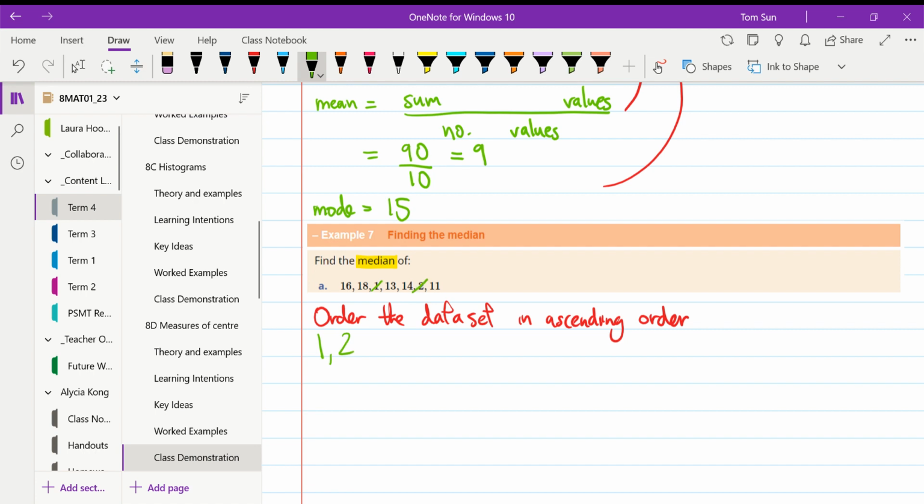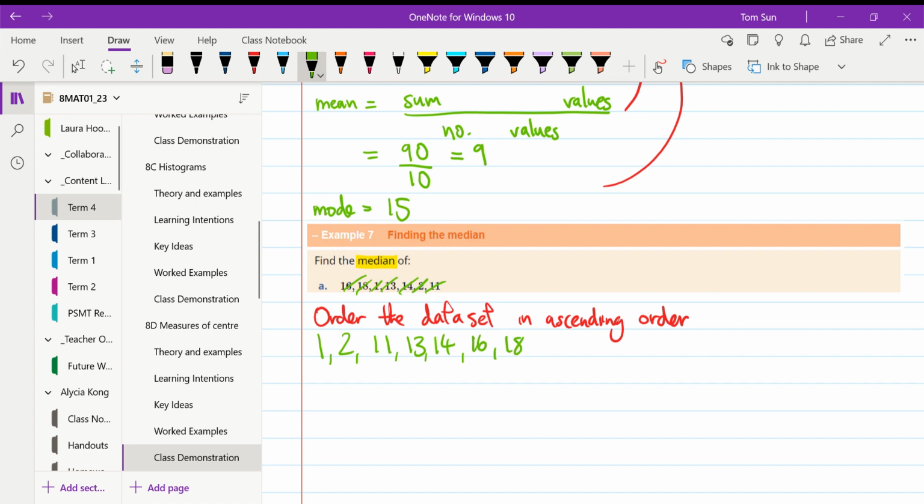Then I put the 2, because that's obviously the second smallest. Then I put the 11, because that's the third smallest. Then 13, then 16, then 18. And I'm done. I've ordered the data set, but I haven't found the median yet. Oh, actually, I forgot 14. I should probably put the 14 in there. 14, 16, 18, and there's your data set.